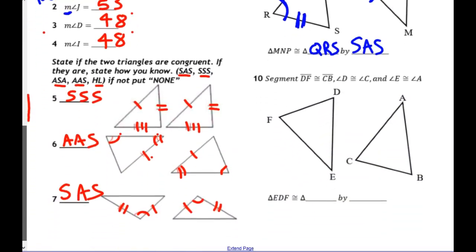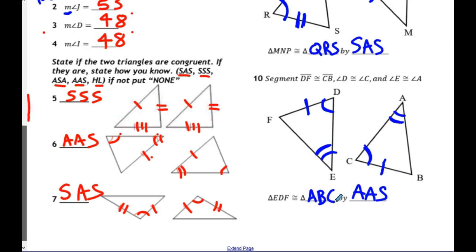Last one here, segment DF is congruent to CB, so I'm going to put tick marks. Angle D is congruent to angle C, so I'm going to put an arc and an arc. And then angle E is congruent to angle A, I'm going to put 2 arcs, 2 arcs. So again, if I follow along the edges, I got angle, angle, side. So EDF matches ABC by angle, angle, side.